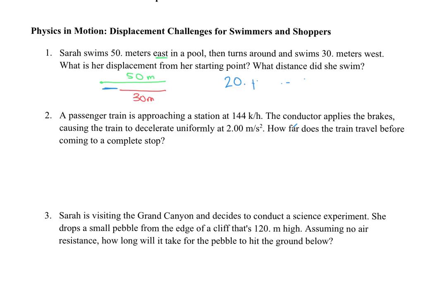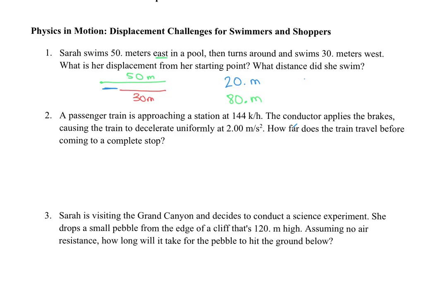All right, but distance is different. Distance is how far did she actually swim? Well, we're actually going to add that up, because she swam 50 and then another 30. So overall, she swam a total of 80 meters. So I'm just trying to make you remember distance versus displacement.